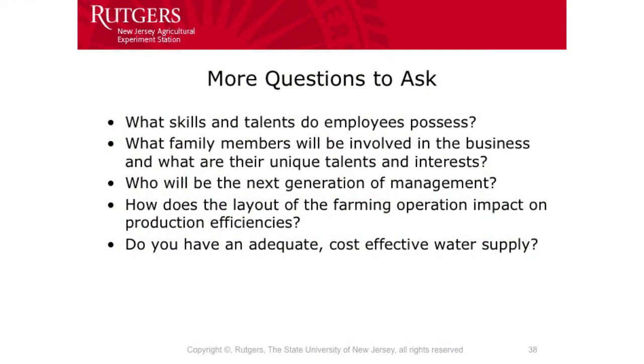You want to make sure you have an estate plan. There's a little minor section in here, but if you don't have that, you need to think about that in the future. What about the layout of the farm itself as far as production efficiencies? How does that impact your ability to keep costs down and be efficient? And do you have adequate water supply?